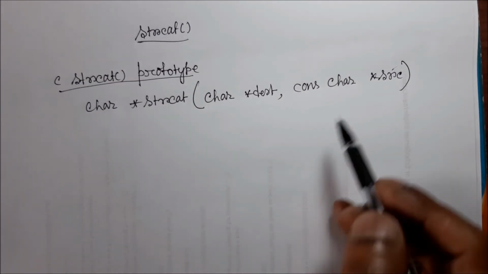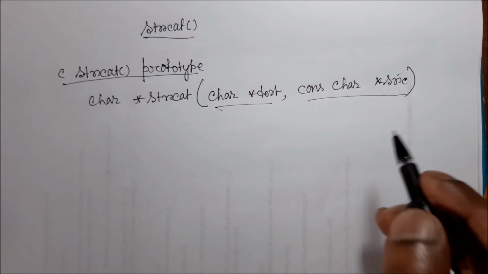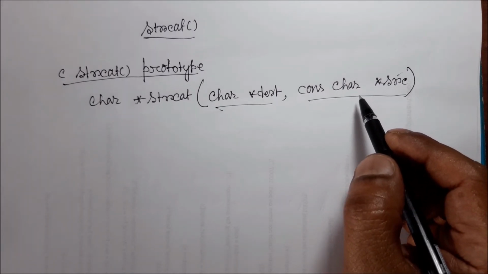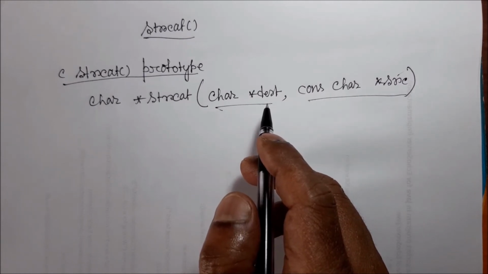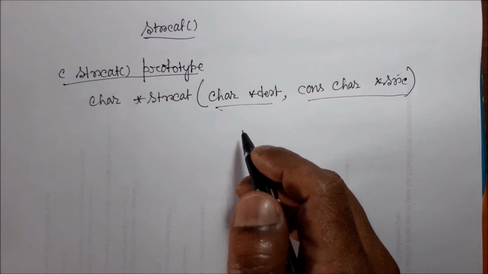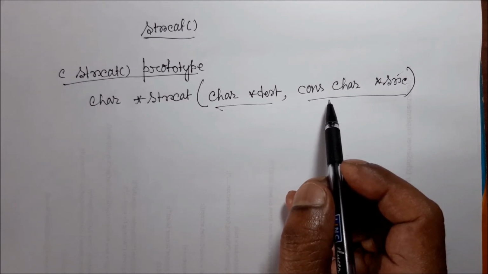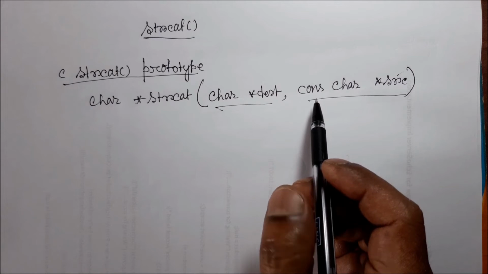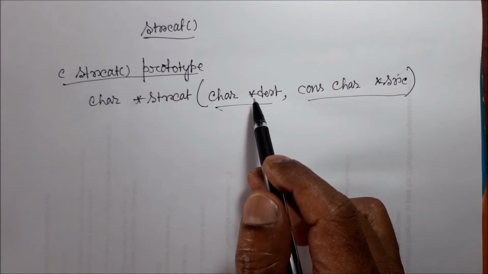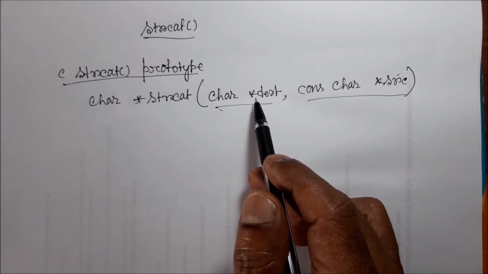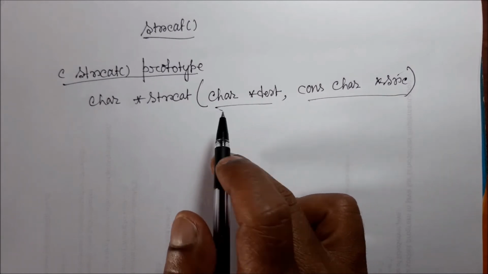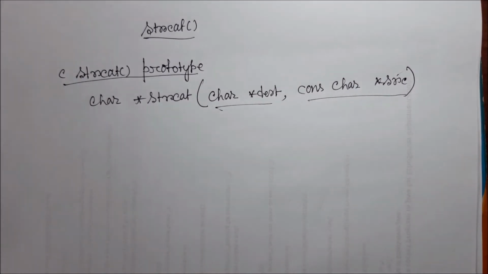So it takes two arguments. This is my first argument, this is my second argument. The second argument is always the source string and the first argument is always the destination string. The two strings, or two character arrays, are passed to the function, and the result is stored after concatenating in the first string specified in the argument. So strcat actually joins two strings: the second string is appended at the end of the first string.